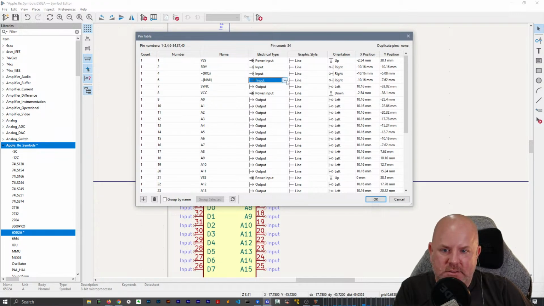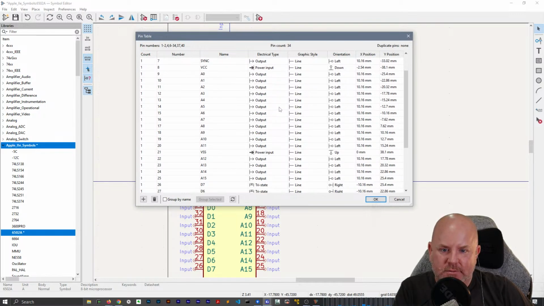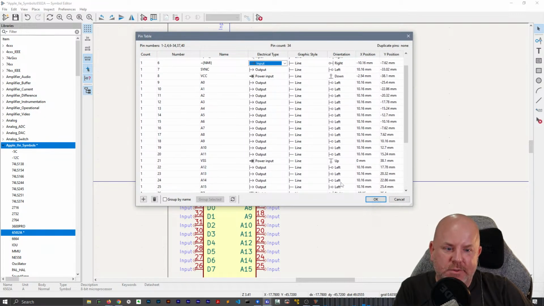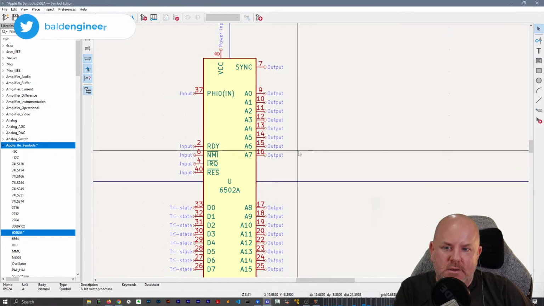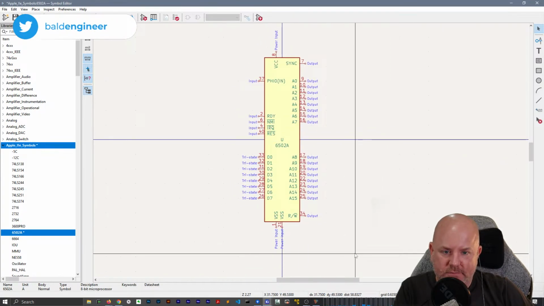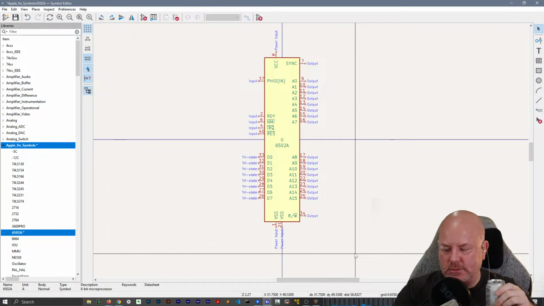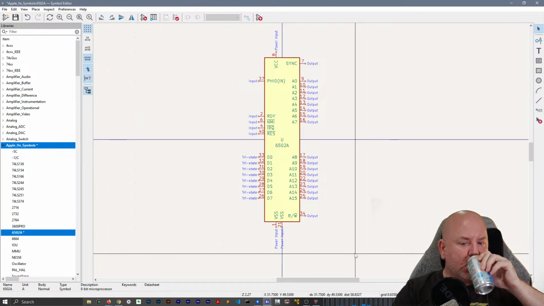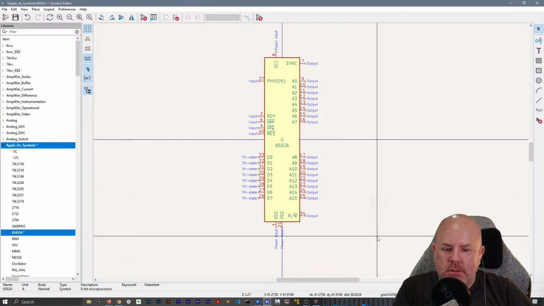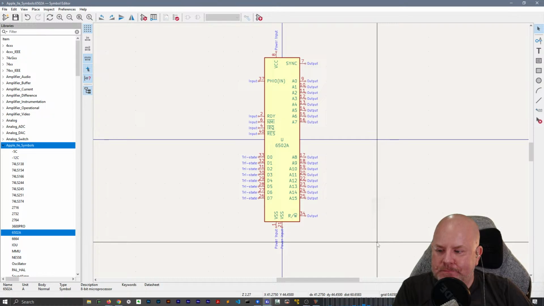Interrupt is an input. Non-maskable interrupt is an input. Sync is an output. Okay. I think that's right. If you guys disagree, let me know. But I think that's what the 6502 looks like in terms of its actual pins. All right, let's save that one.